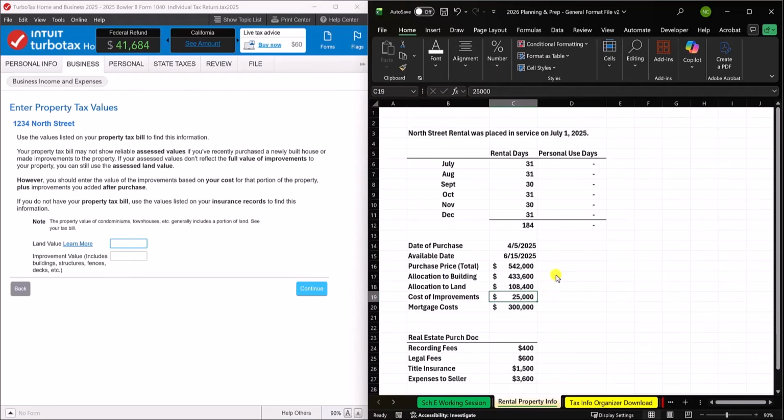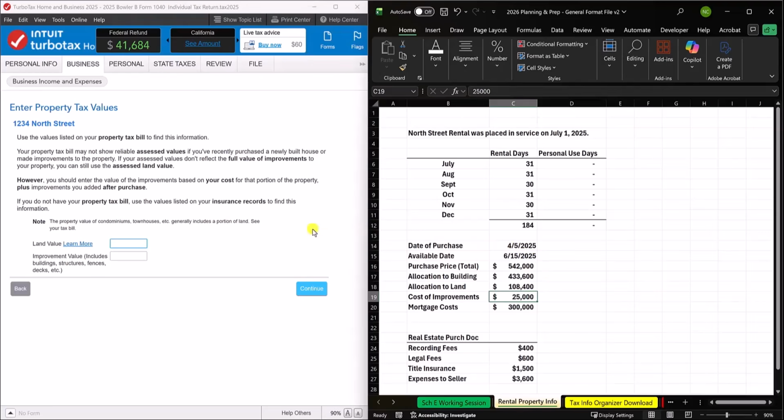Again, there is no hard and fast rule about exactly how this allocation has to occur. It just has to be something that a reasonable person would consider to be appropriate, and either based on a property tax bill or insurance records, or just an 80-20 allocation if you have no better information than that.